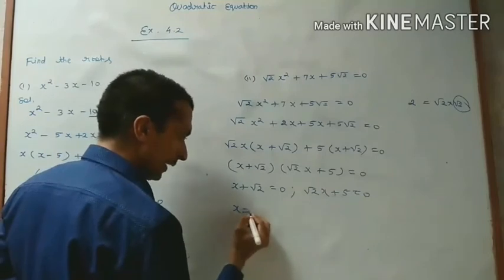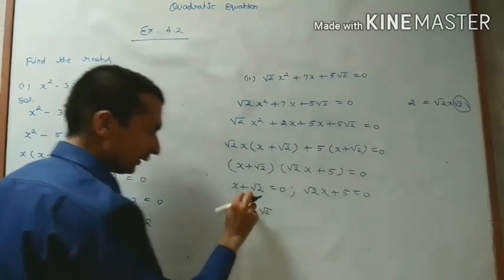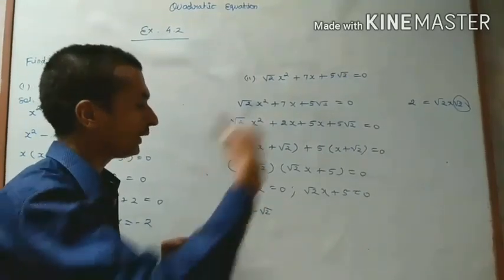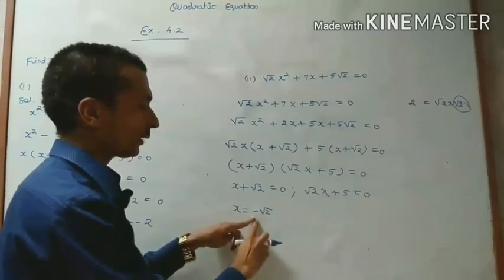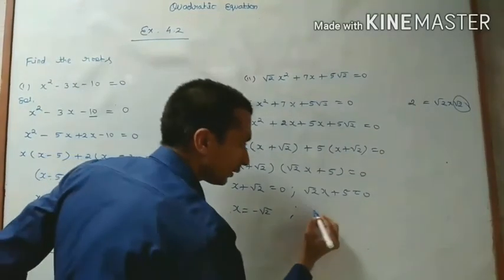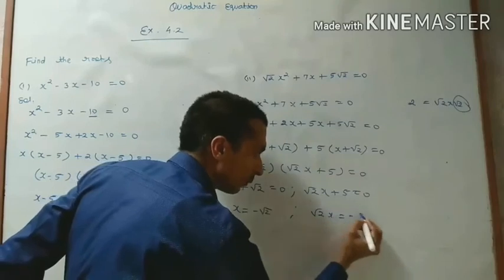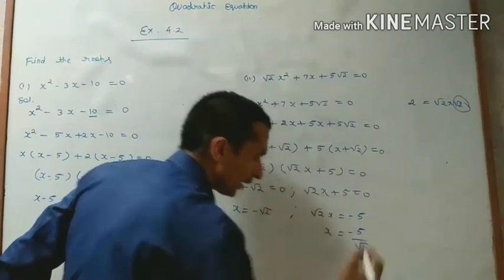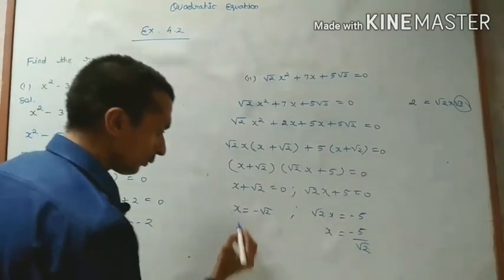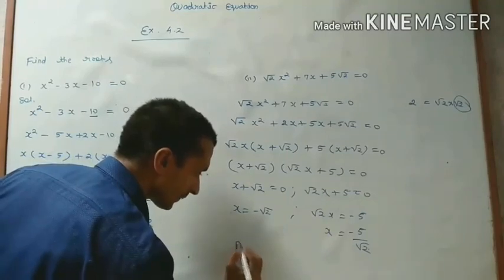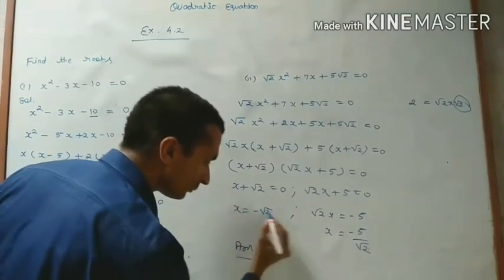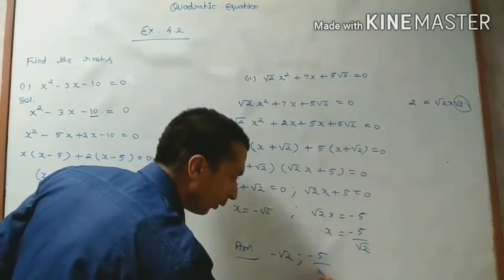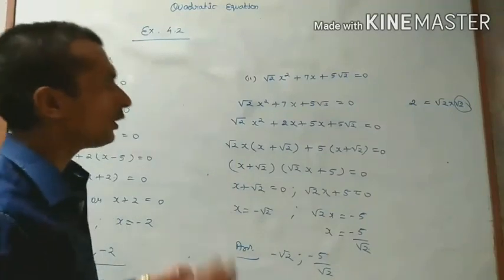Now x + root 2 = 0 and root 2 x + 5 = 0. So next step, x equals minus root 2, because root 2 is on the left hand side and positive, and positive converts to negative when moved to the right hand side. So x equals minus root 2. The other one: root 2 x is equal to minus 5, so x equals minus 5 upon root 2. So there are two solutions you will get. The first answer is minus root 2 and the other is minus 5 upon root 2. This is the solution of your equation.